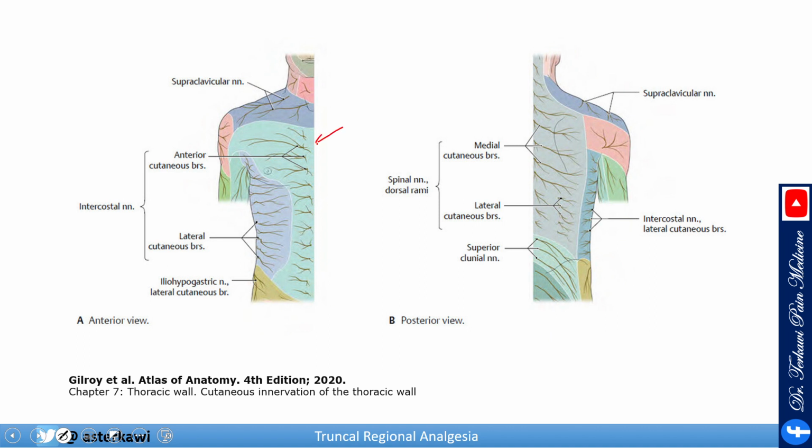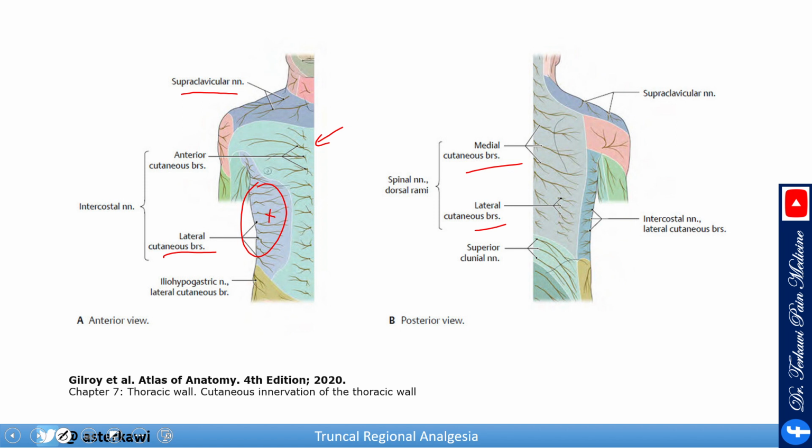So this light green color indicates the innervation by the anterior cutaneous branches. This is the supraclavicular nerve, and these are the medial cutaneous branches and lateral also. This is mostly lateral, so this is important to keep in mind. I'll give you an example. If we have a chest tube here and the patient is complaining of pain, mostly on the chest tube side, and you want to cover that, these are lateral cutaneous branches.